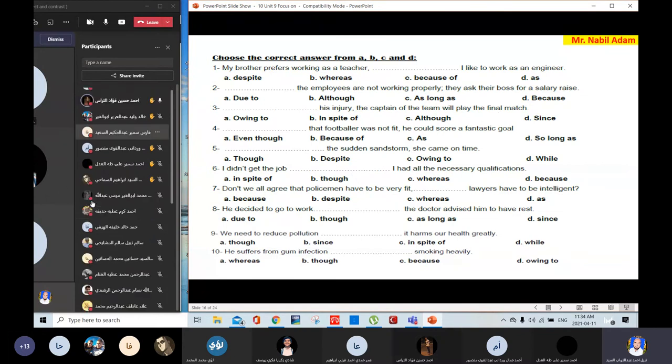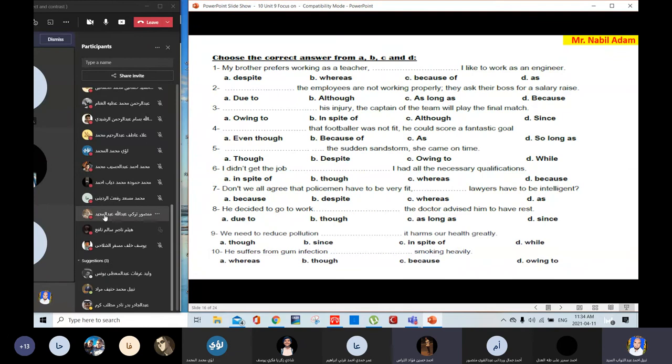His injury, the captain. What is the right answer? Although. Although his injury? No. No.